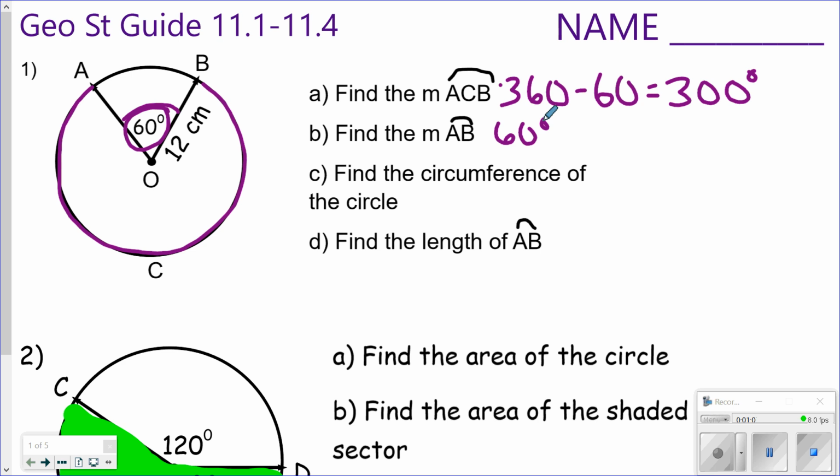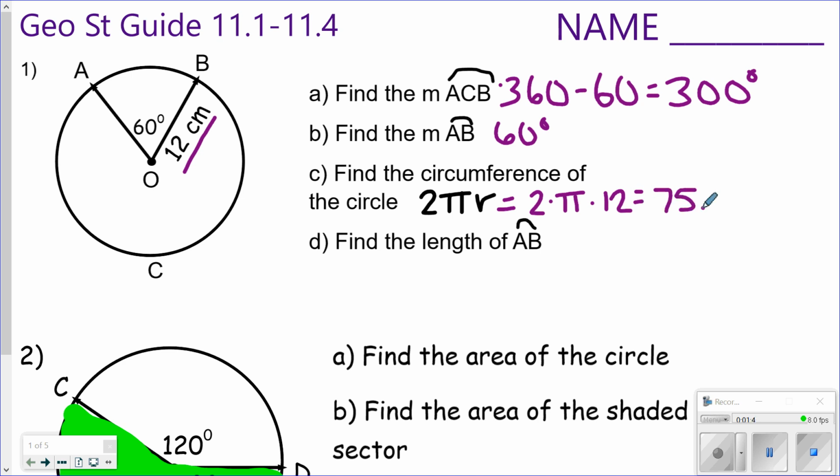Part C, find the circumference of the circle. Well, first we need to know the circumference equation. To find the circumference of a circle, it's 2 times pi times r, where r is the radius. If you look at the circle here, we notice that our radius is 12. So to find the circumference, I'm just going to plug in 2 times pi. Make sure you use the pi button on your calculator, times 12. And when you plug that into your calculator, we get approximately 75.4 centimeters.